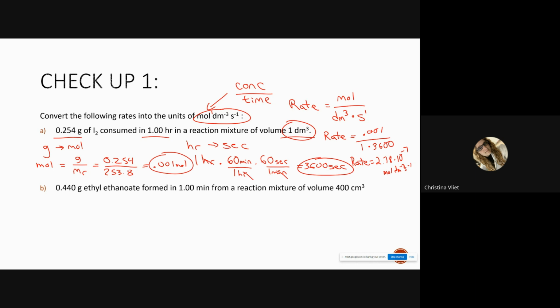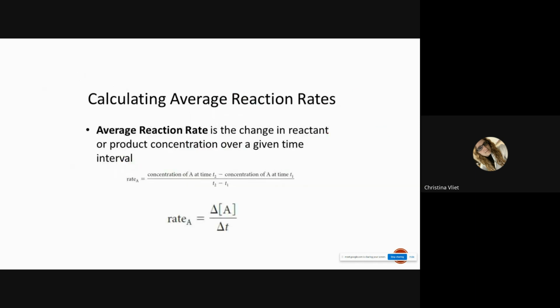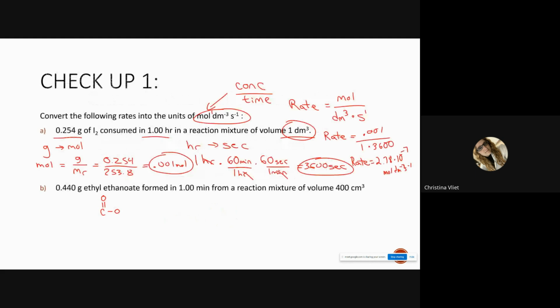So, ethanoate. What type of functional group is this? Ester. So it's got this structure, right? The ethyl side is this one, CH2, CH3. The other side is CH3. What's the molecular formula of this?